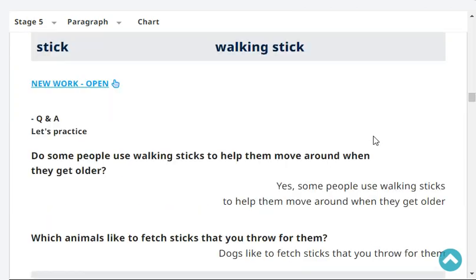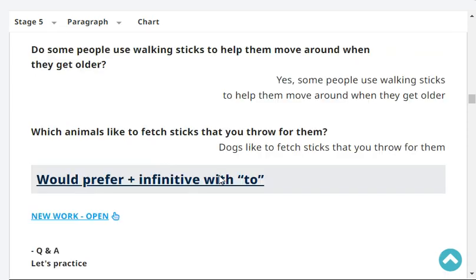Do some people use walking sticks to help them move around when they get older? Yes, some people use walking sticks to help them move around when they get older.